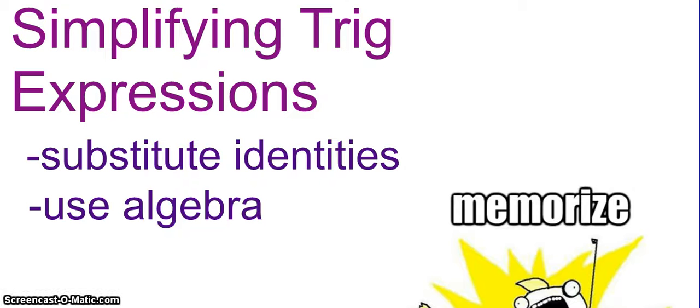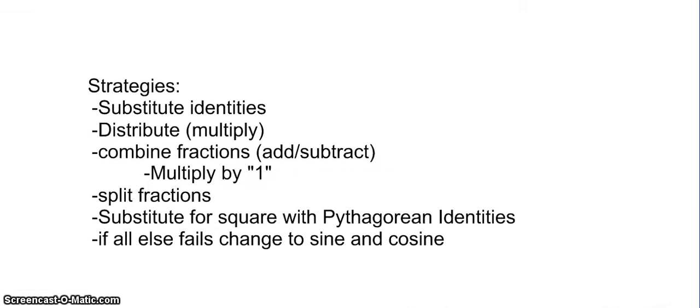So what we're going to try to do, we're going to use identities. So we're going to do substitution of identities, and we're going to do some basic algebra. So here are our strategies. Like I said, we're going to substitute identities. We might distribute, which would be multiplying things. We might combine fractions, so we would need to get a common denominator. So think about that means multiplying by 1. So when we combine fractions, we could be adding or subtracting them. We might split up fractions. So we've seen that technique in some of our previous examples where if we have a common denominator, we can split the fraction up into two separate fractions.